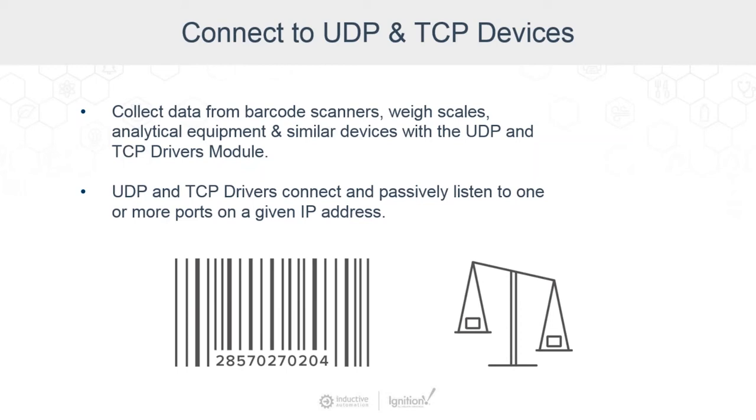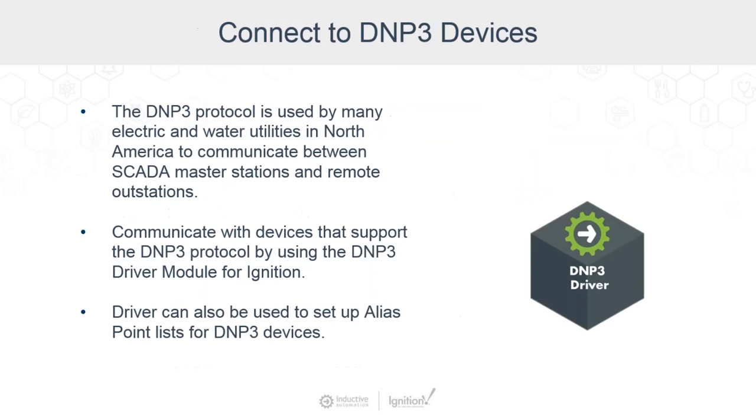Thanks, Travis. Going on a little further into this, I mentioned DNP3 before. DNP3 is a protocol that's used by many electric and water utilities in North America. It's used to communicate with SCADA master stations and, of course, remote outstations. If your organization uses devices that support the DNP3 protocol, you can communicate with them by using the DNP3 driver module for Ignition. You can also use it to set up alias point lists for those devices.